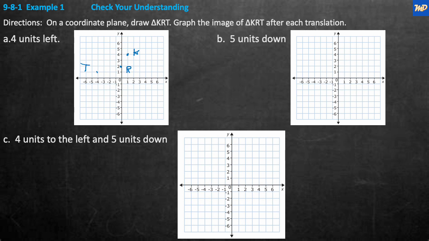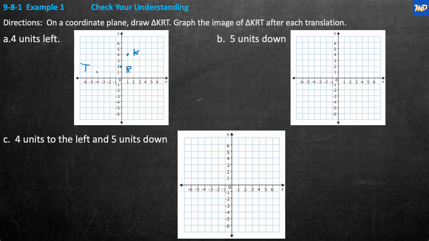To start with A, you're going to translate KRT 4 units to the left. Then in B, you're going to go 5 units down. And then 4 units to the left and 5 units down, all in one time. Okay? So, I'll go ahead and try it. When you come back, we'll do the points anyways. I'll try to draw the lines. I don't know if I can or not. I'm not set up for it.